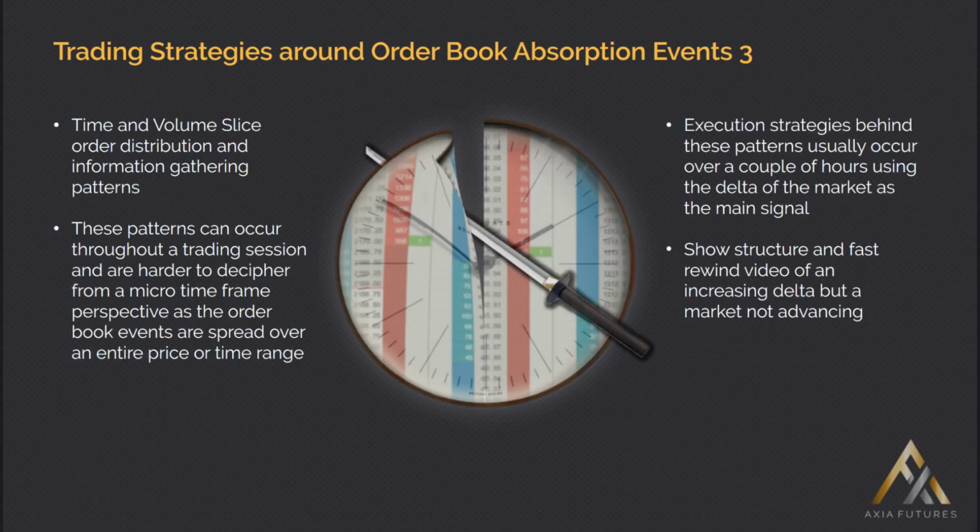Okay, so order book absorption event 3, and it's observing time and volume slice order distribution information gathering patterns. So effectively what we're doing is sometimes these are a little bit more sophisticated than the simple vanilla iceberg. As we've mentioned earlier on, and I wanted you to look into defining what a time and volume slice order is on those links that I gave earlier in the slides. And really important to understand that the volume slice order can occur over potentially 100,000 contracts, and only gets executed every time 1,000 contracts go into the market.